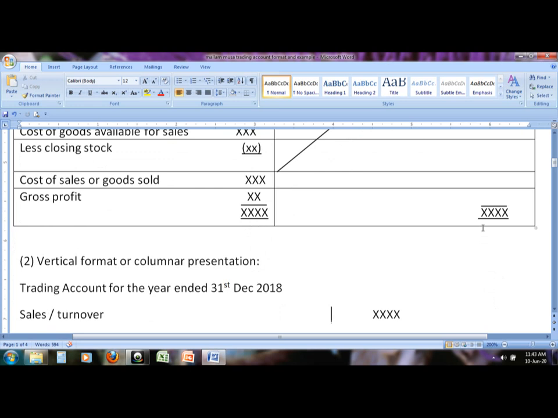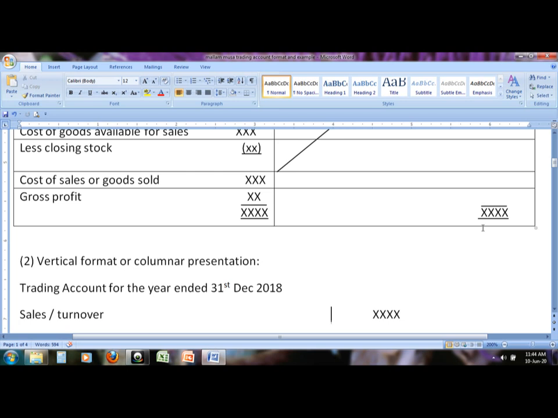So on the vertical format or columnar format, the trading account, mind you, as I've told you, account preparation has no full stop. Any heading you are writing, account heading has no full stop because account is a continuous process. You can prepare your account weekly, monthly, or yearly, depending on the type of business you are running. An account has no full stop. That's why whenever you are writing the heading of an account, do not put a full stop at the end, because account is a continuous exercise, a continuous process.